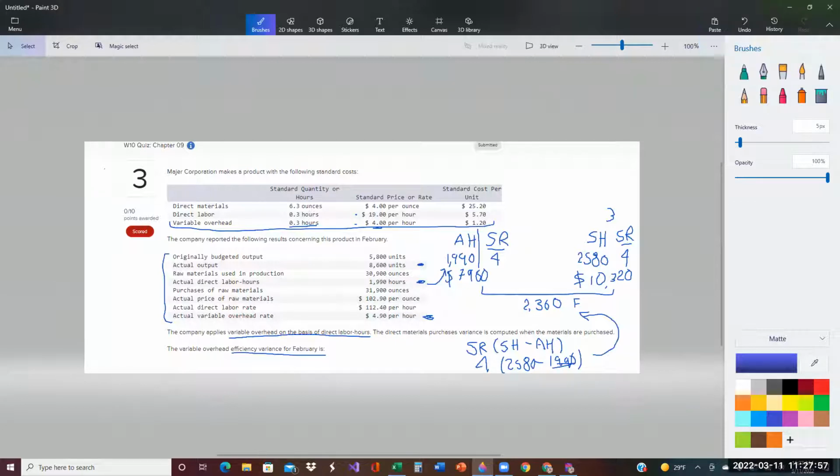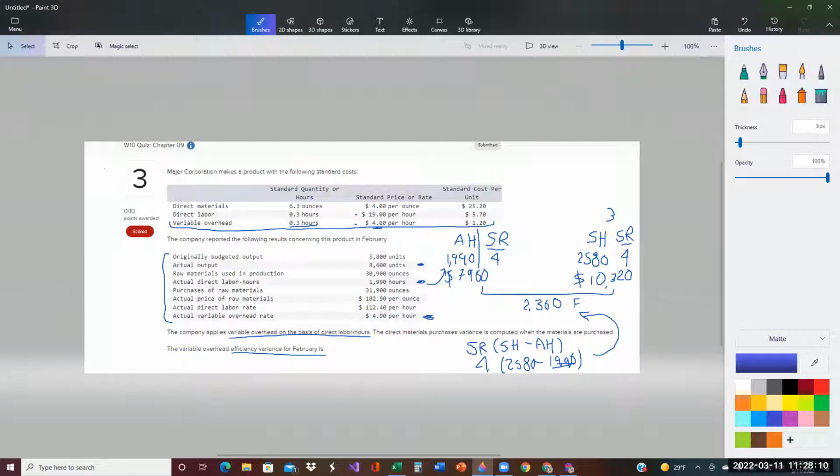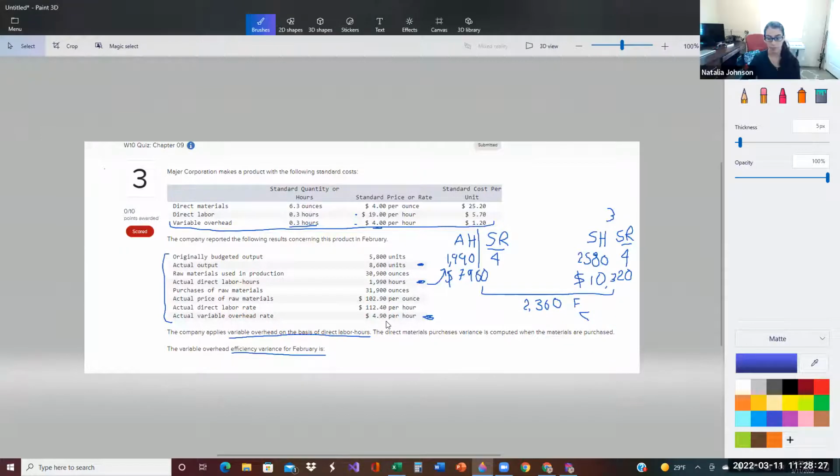Just really quick, if we were going to do the rate variance, on the other side, the left side, we would just be using the actual hours, which is the 1990, times the actual rate, which is $4.90 per hour, and then just subtracting 1 minus 2 to get that one. Yeah. So let's do that one really quick, just using the formula.